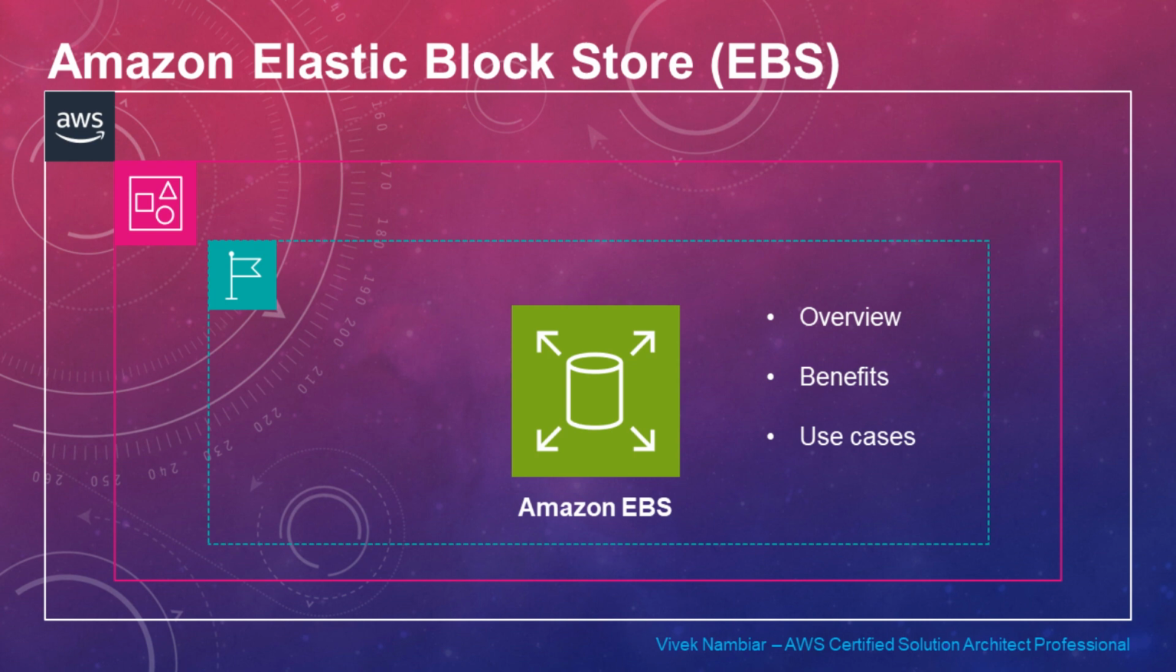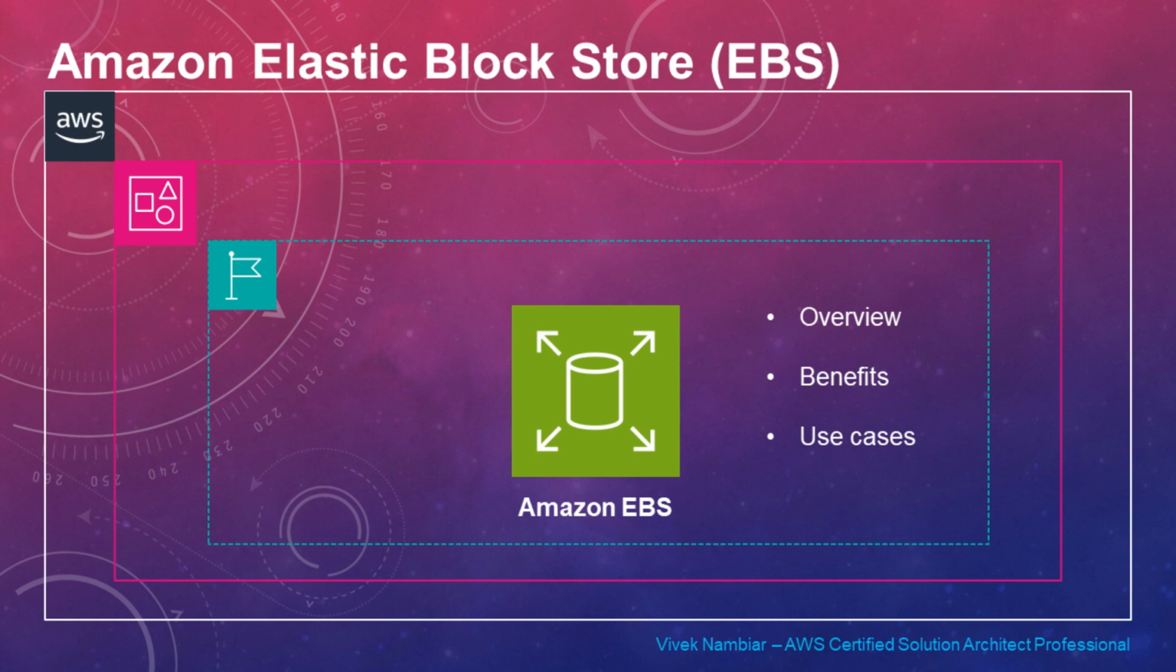EBS volumes can be attached to EC2 instances in a variety of ways. They can be attached as root volumes, which are the primary storage for an instance, or they can be attached as additional volumes. EBS volumes can also be attached to multiple instances, which allows you to share data between instances.